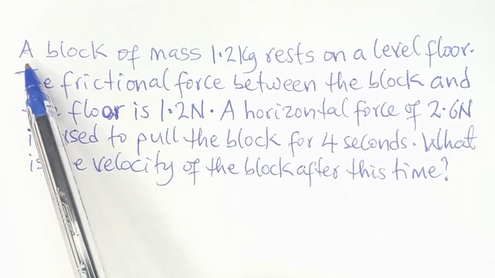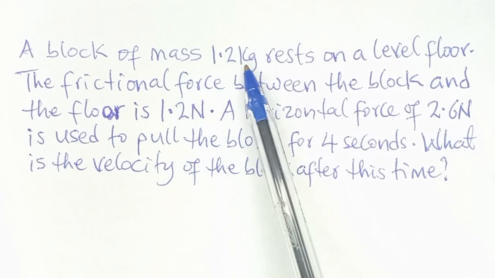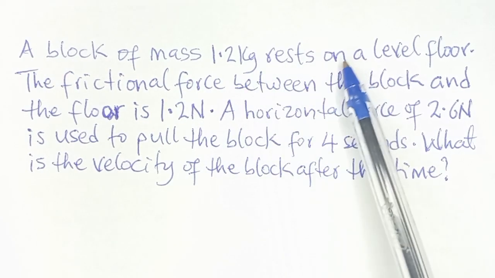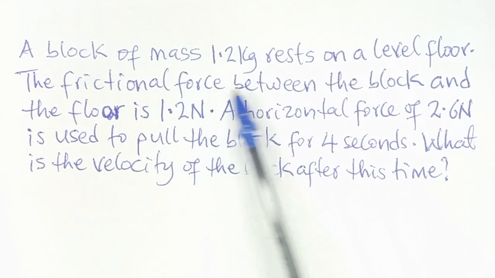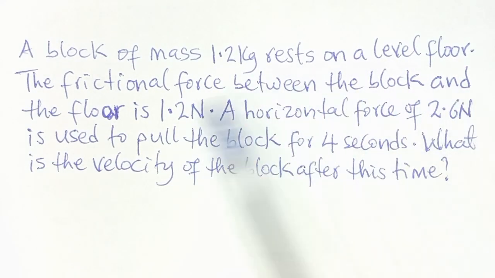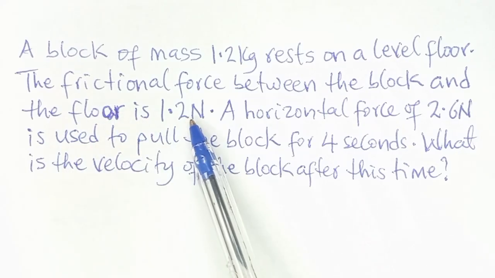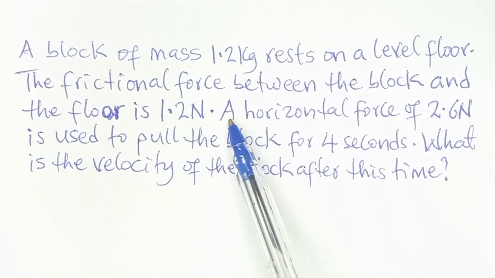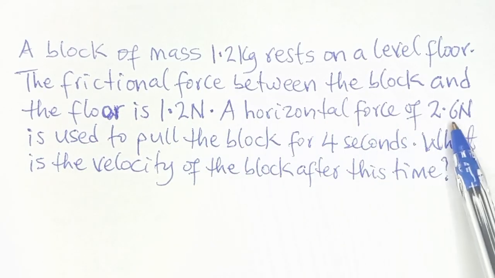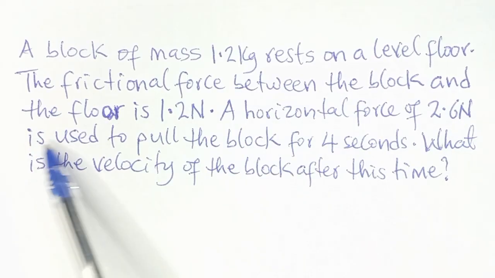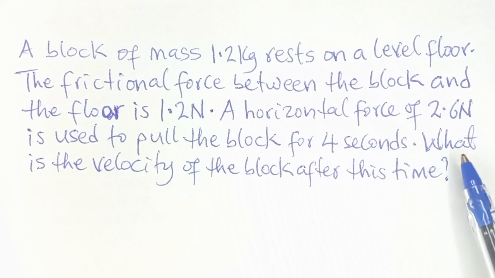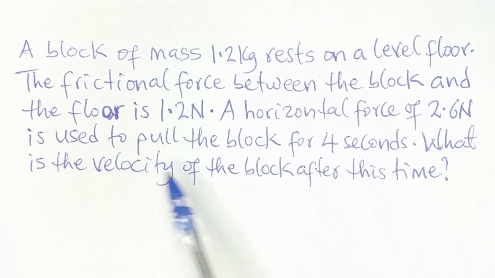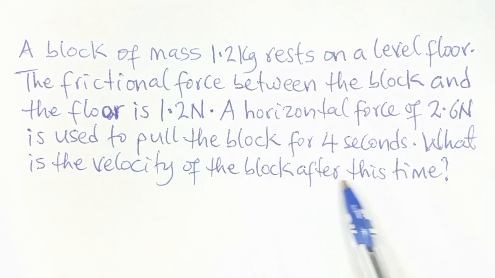Now, the question here says a block of mass 1.2 kilogram rests on a level floor. The frictional force between the block and the floor is 1.2 Newton. A horizontal force of 2.6 Newton is used to pull the block for 4 seconds. What is the velocity of the block after this time?